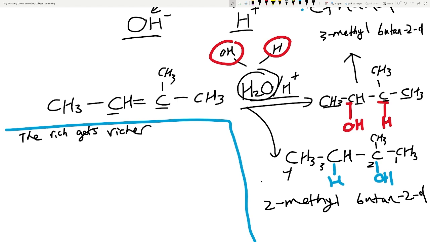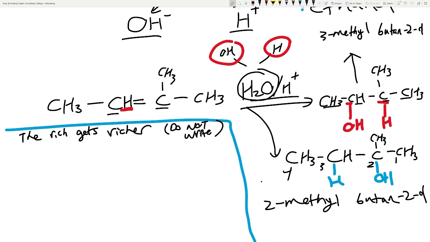So the rich gets richer, but don't write that in the exam. Please don't write that in the exam. You need to get that in your head. You just go, okay, so I'm adding stuff. Rich gets richer. What is the currency that we are comparing the richness? We are looking at the hydrogen. So you need to remember this, but do not write this in the exam.